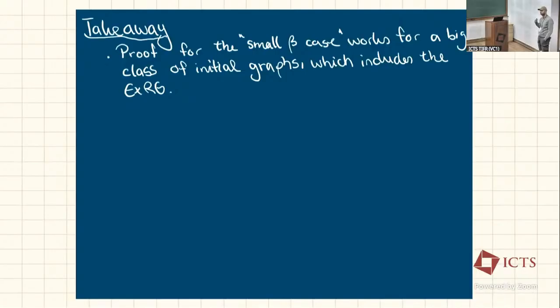The part where we will need to put in work is the voter model, the big beta case where the voter model takes over. So the whole duality comes into play, and then the geometry of the graph will come into play.